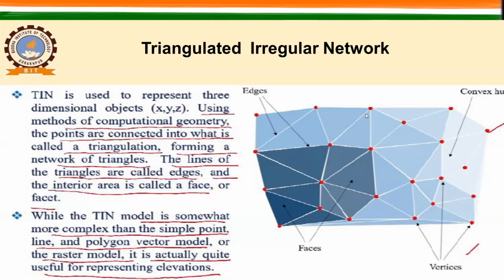While the TIN model is somewhat more complex than the simple point, line, and polygon vector model or the raster model, it is actually quite useful for representing elevation, because elevation is a value where you need the location variation, right? So for that, we need many vertices, so that you can have a more accurate representation of the topography. So this TIN data format is very useful, especially in digital elevation model generation.